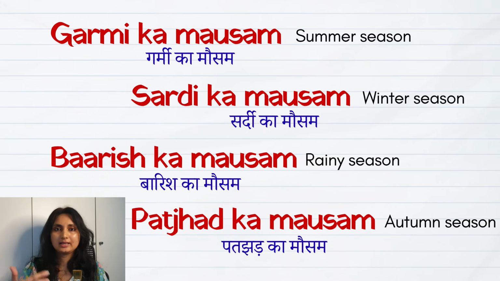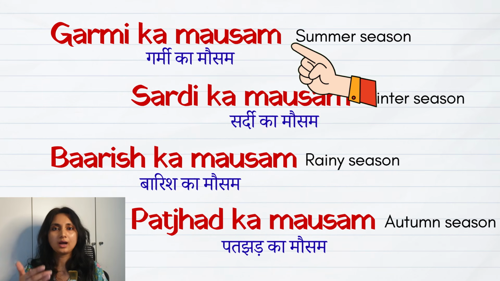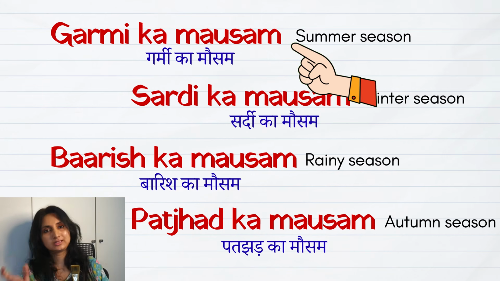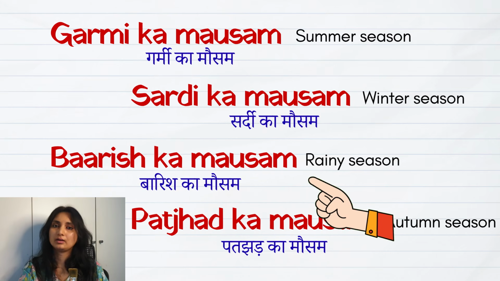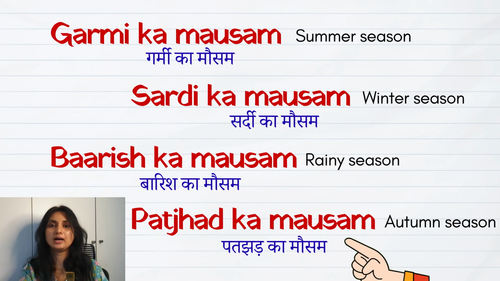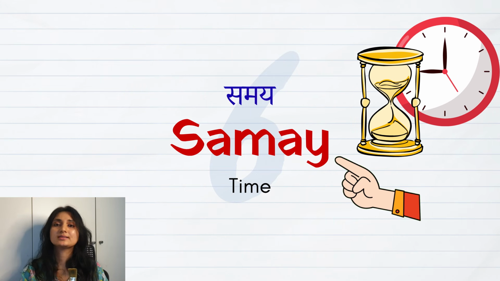Now the first word that we did was mausam. So if you want to say summer season or winter season, whatever, you'll be saying garmi ka mausam, right? So ka means of. So garmi ka mausam basically means summer season. That ka just means that it's the season of summer, okay? So garmi ka mausam, and similarly for all four, sardi ka mausam, barish ka mausam, and patchhad ka mausam.